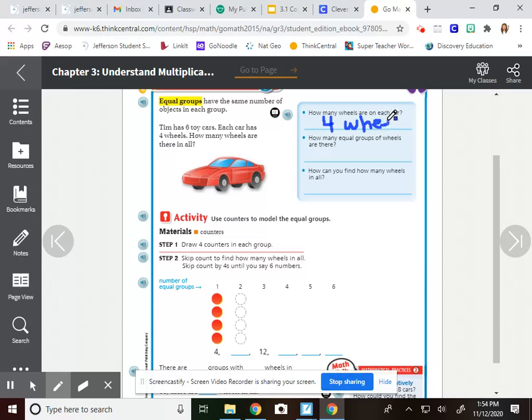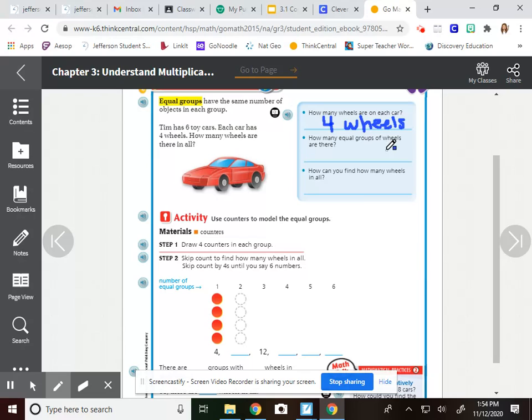Please make sure that you are also opened to this page in your math workbook, which is page 139. And please fill this in with me. Follow along so that you understand what we're supposed to be doing. Okay, so how many wheels are in each car? 4 wheels. How many equal groups of wheels are there?